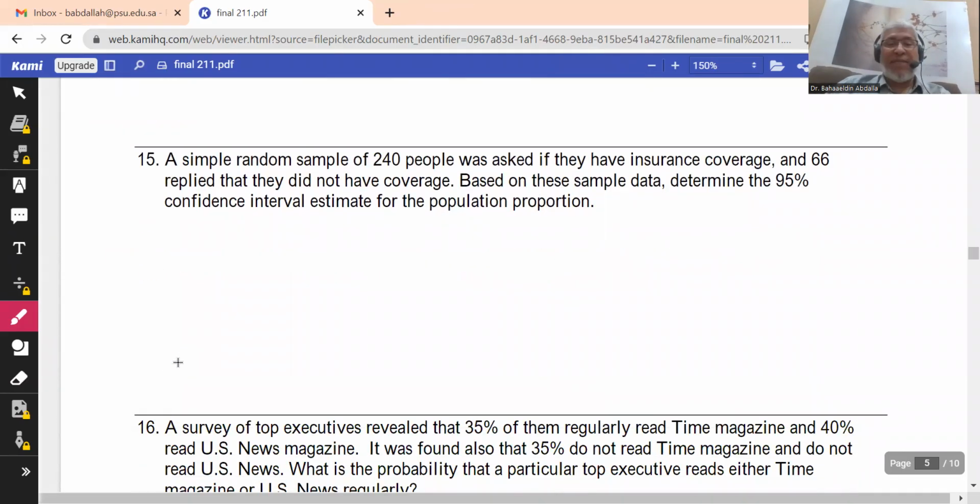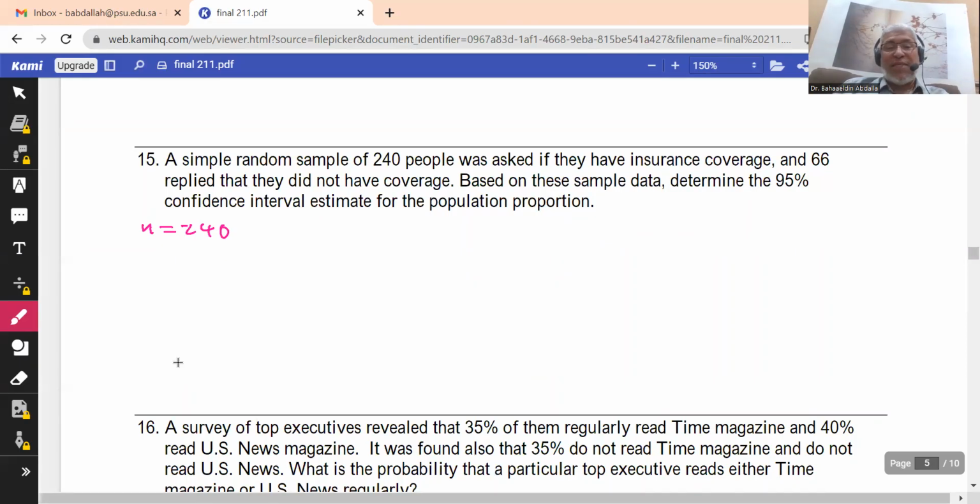A simple random sample of 240 people. So this is n, the sample size, was asked if they have insurance coverage. 66 replied that they did not have coverage.